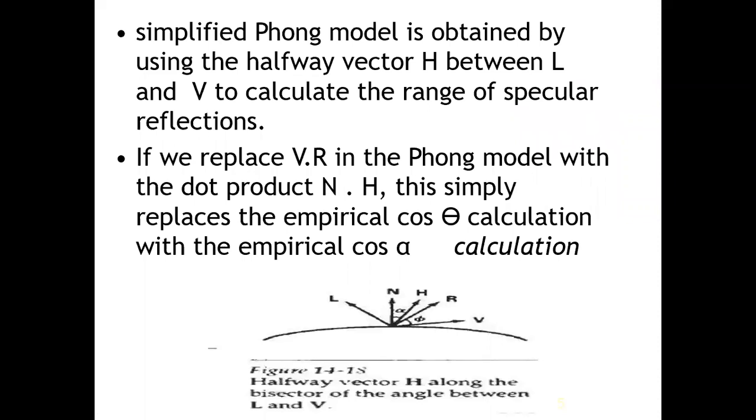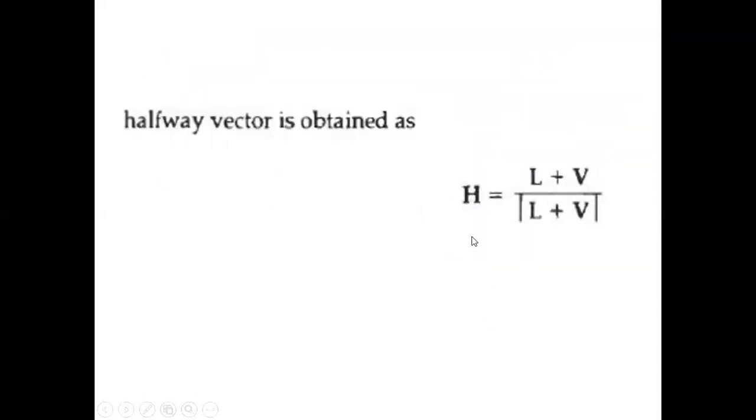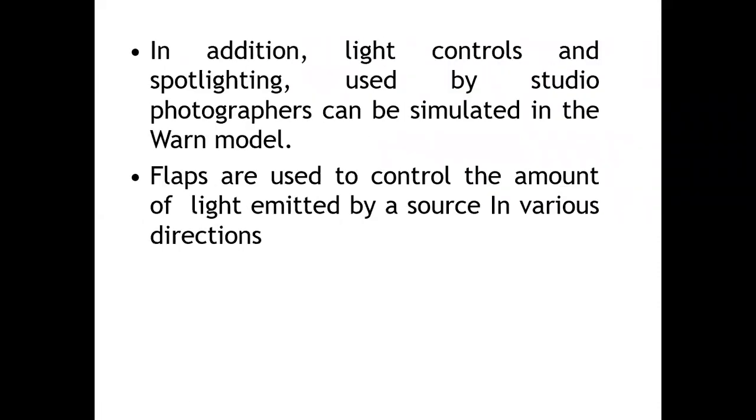Finally, by making use of the halfway vector, which is actually the angle between your unit vector L and the viewing vector, we will be able to reduce the Phong model using the halfway vector as h is equal to L plus V divided by magnitude of L plus V. So this completes your third module.